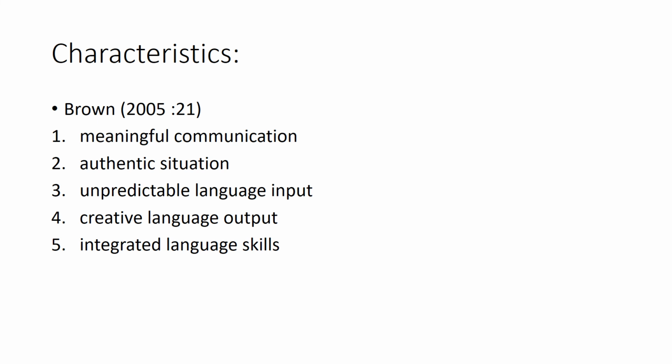Then we have number 5, integrated language skills. What does it mean? It means that in a meaningful and authentic real life situation, we usually use more than one skill in communicating with people. For instance, in conversation we use listening and speaking, and in writing an email we use both reading and writing. So here we are using more than one skill in real life situations.